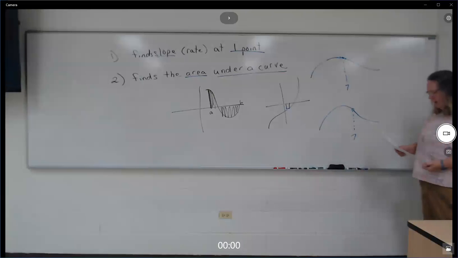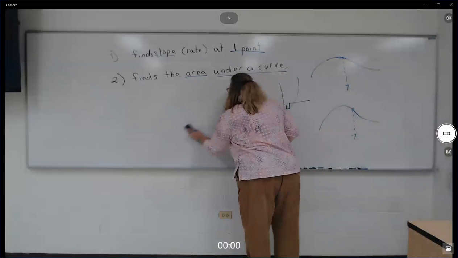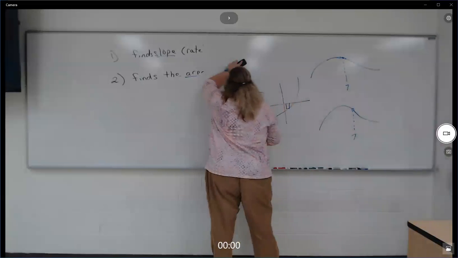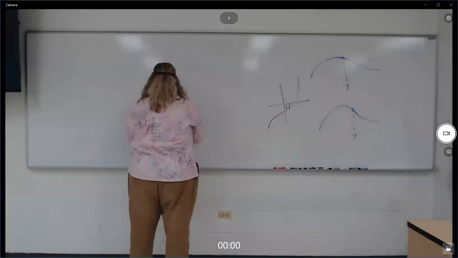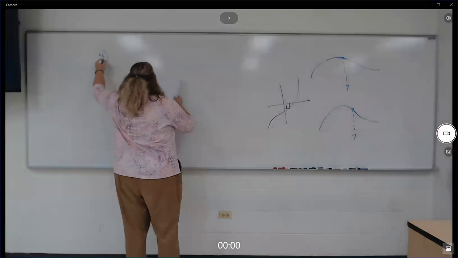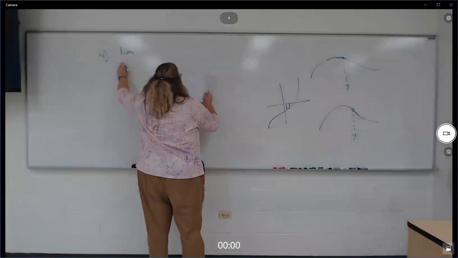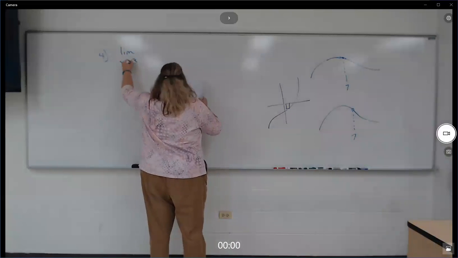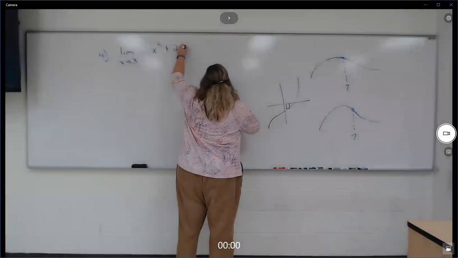All right, so let's take a look at 4. We'll come back to 3, we'll do that tomorrow. So 4 says the limit, and this is the x value, instead of 7 on this problem, it is 3, as x approaches 3. What's the y value on this graph?